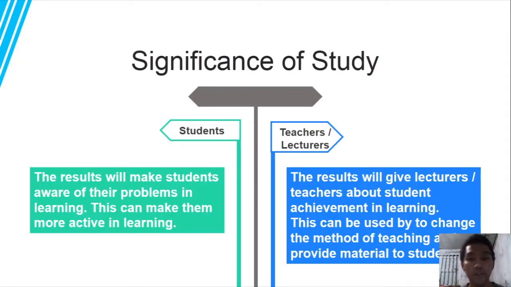The next is the significance of the study. The first is for the students. The result will make students aware of their problems in learning. This can make them more active in learning. And the second is for teachers or lecturers. The result will give lecturers information about student achievement in learning. This can be used by lecturers to change the method of teaching and provide material to students.